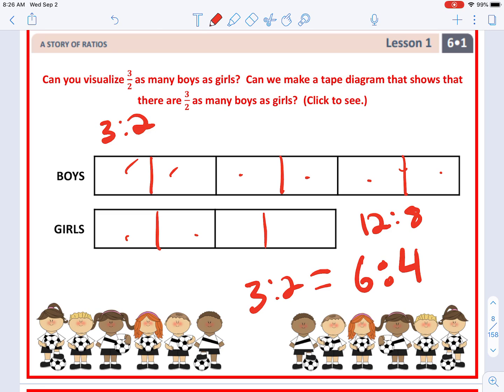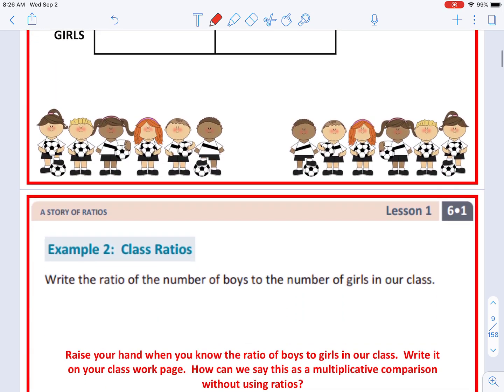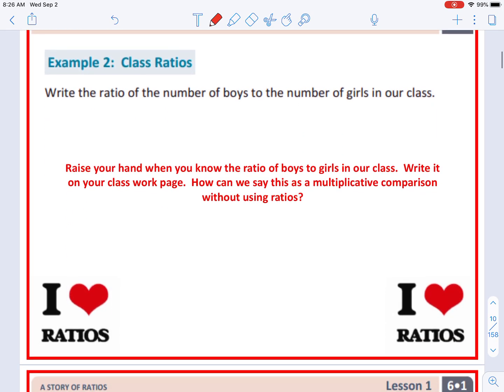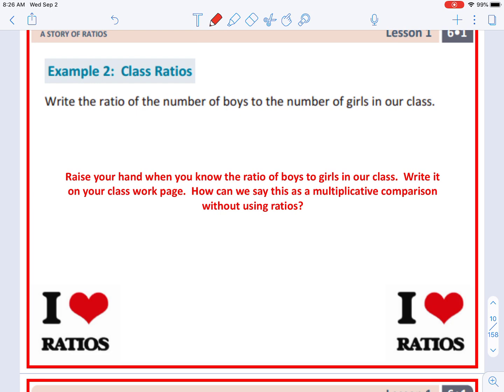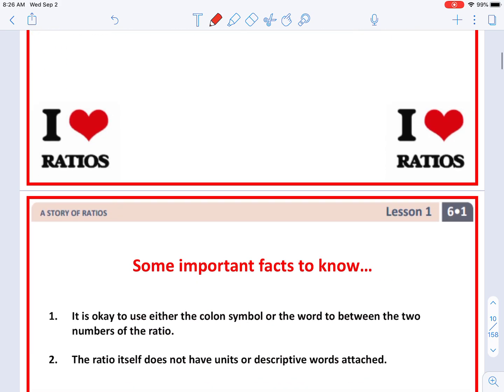All right, as we move on through these lessons, we're going to start learning more and doing more with equivalent ratios, but this is just an introduction to ratios, so we won't worry so much about that. All right, let's go ahead and move on. So this says write the ratio of number of boys to the number of girls in our class. Let's just say, since you guys aren't in class, that the ratio of boys to girls is 8 to 6. Okay? So the ratio of boys to girls is 8 to 6.